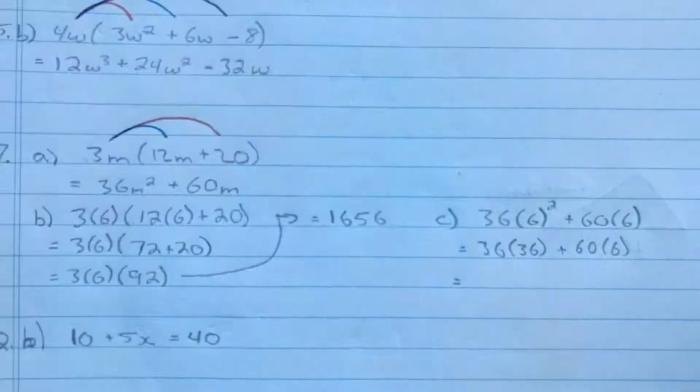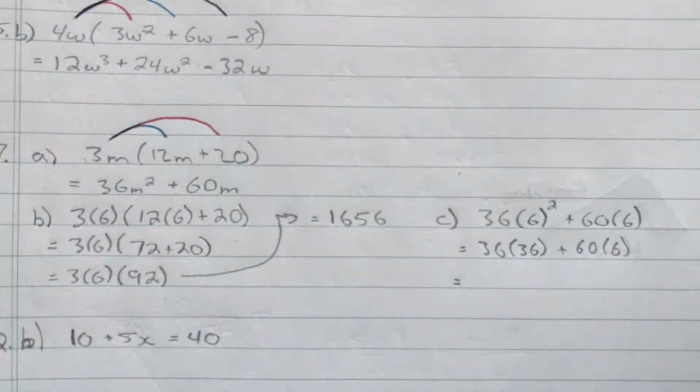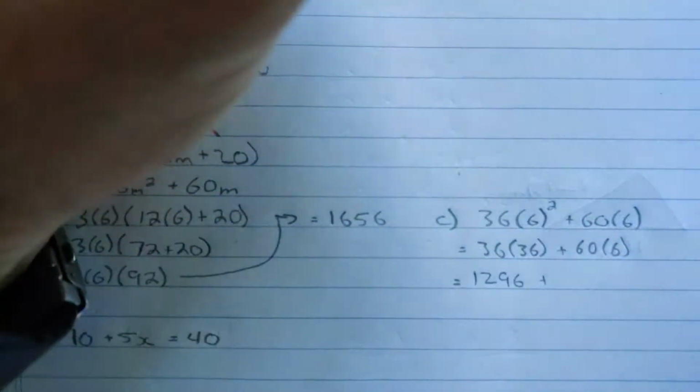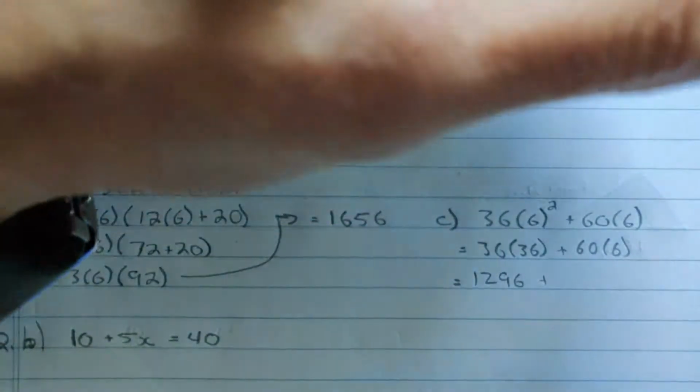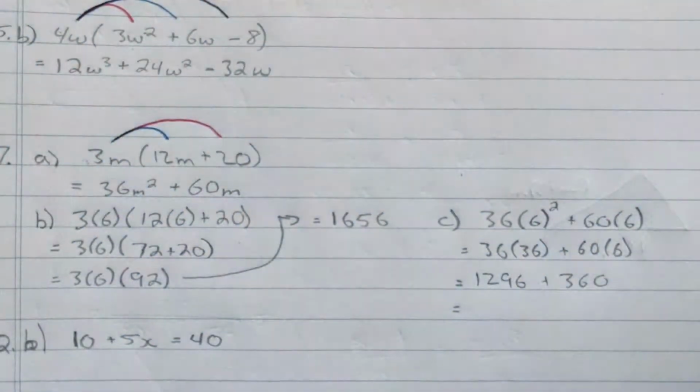Now I can do my multiplication, and I have 36 times 36, which is also 36 squared, and that's 1296, plus 60 times 6, and we're going to get 360. And now we just add those two together. When we add everything up, we get 1,656.